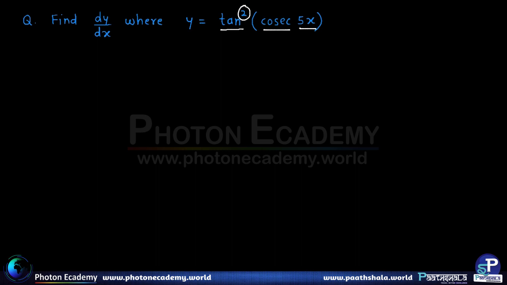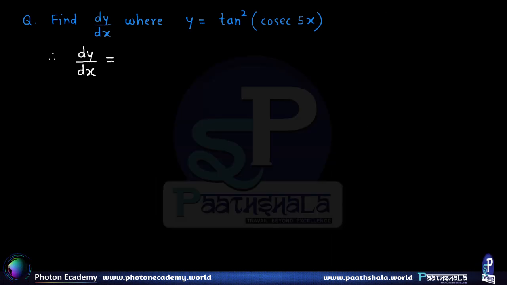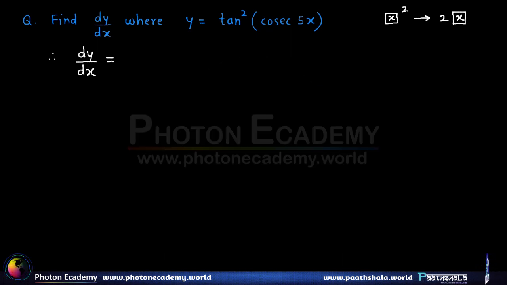So there are these different levels of composite functions. To get the derivative of y, we look at the outermost operation, which is the square operation. So we have something square. If it were x, then the derivative would have been 2 into x. So something square has the derivative 2 into that something. So the derivative of the first step is 2 into the tan function, that is 2 into tan of cosec 5x.